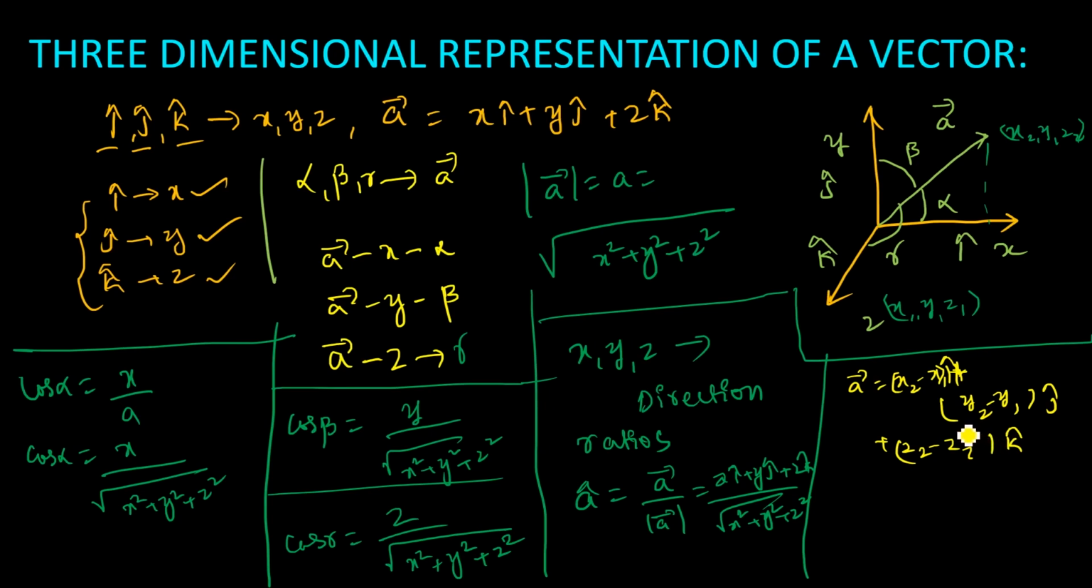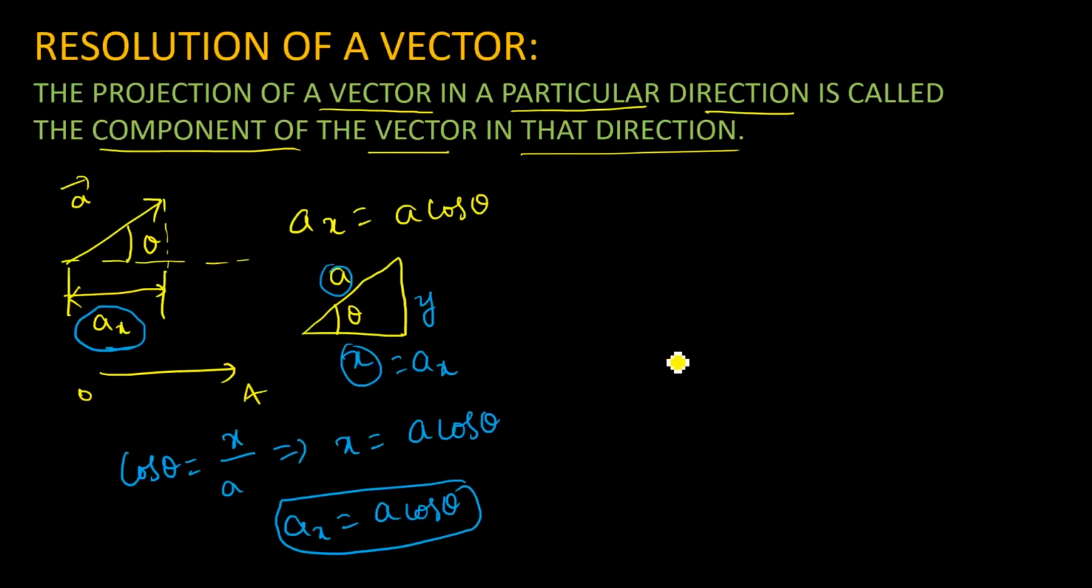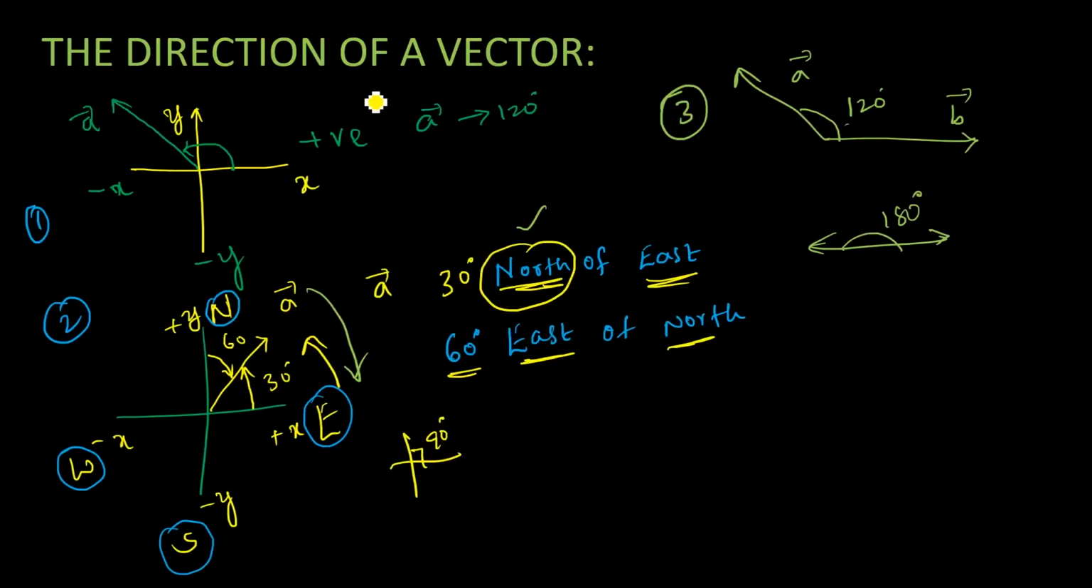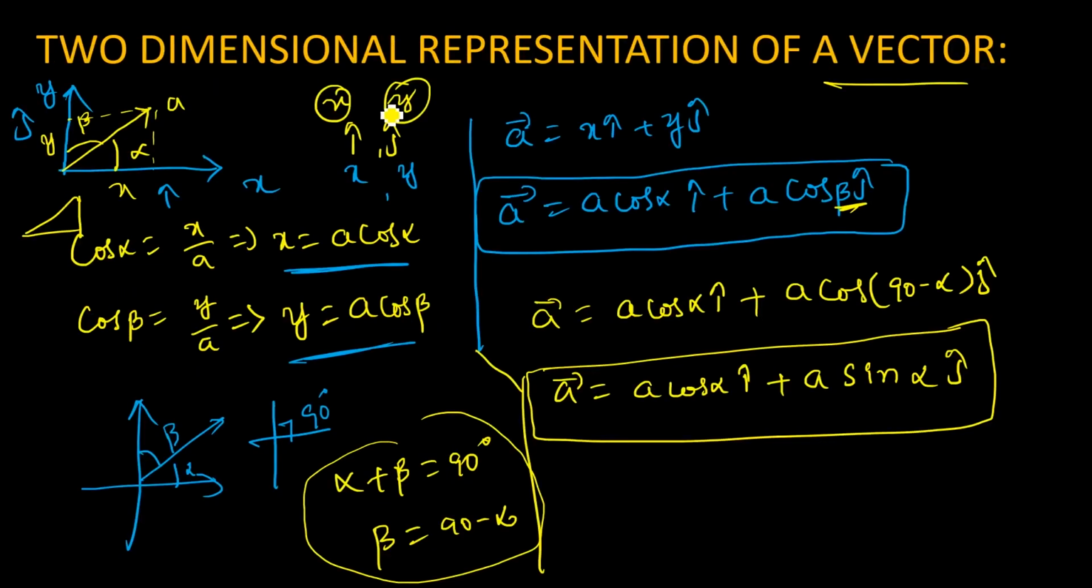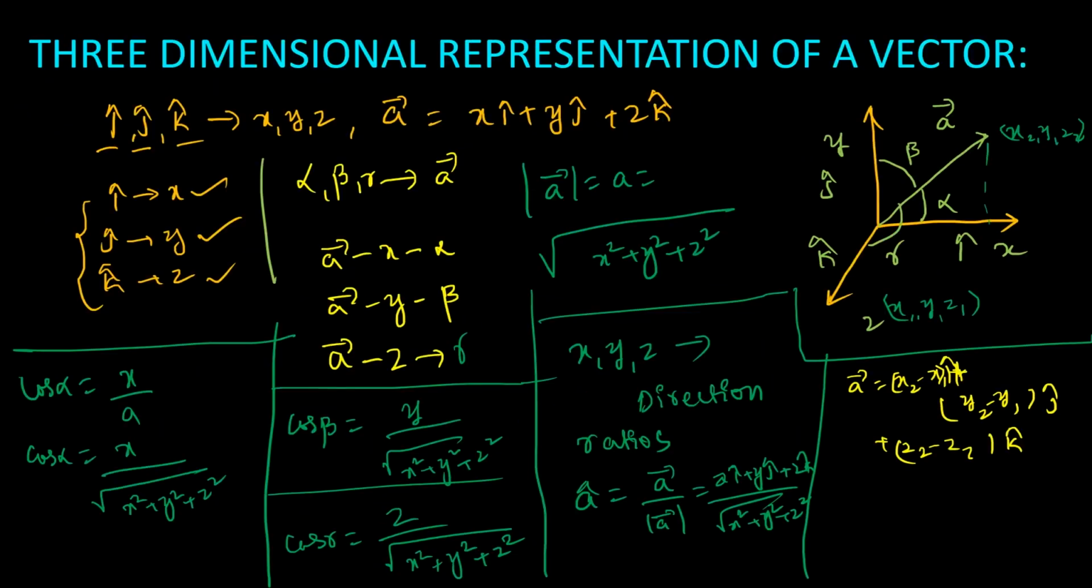Even if you consider two dimensions, it is the same, but only x square plus y square will come. Until here only we will write if it is in two dimensions. So that's about the three-dimensional representation of a vector. Once again, you can see: first, direction of a vector, next, resolution of a vector, then two-dimensional representation of a vector and three-dimensional representation of a vector.